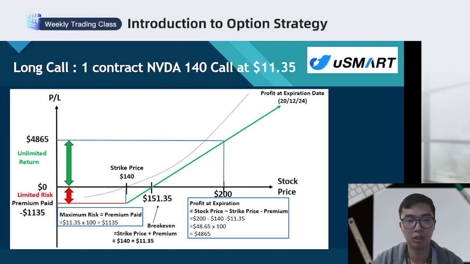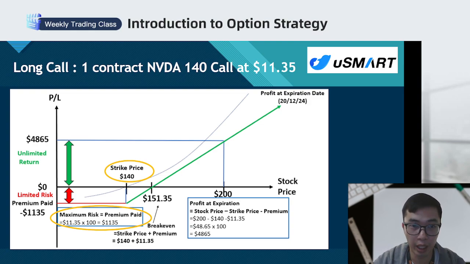So I will just roughly share with you the risk reward profile of this call option. We usually start to plot with the strike price, and the maximum loss is 11.35 times 100, the premium. So the maximum risk equals the premium we paid, which is 1135. So in this case, when we long NVIDIA, the maximum we can lose is 1135.